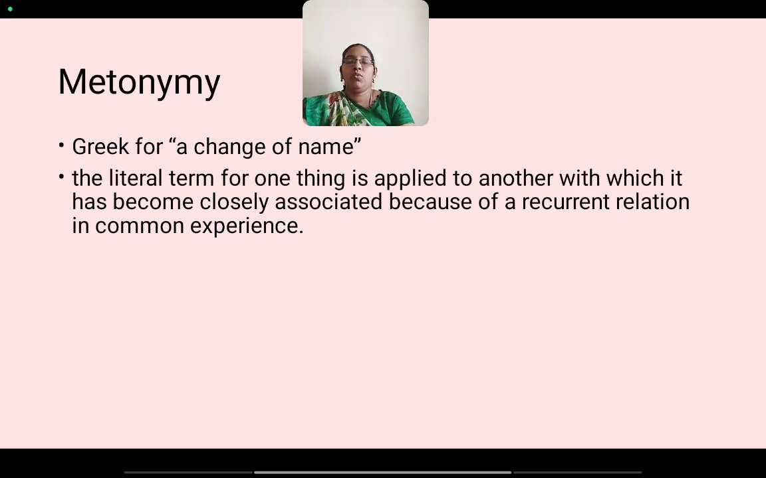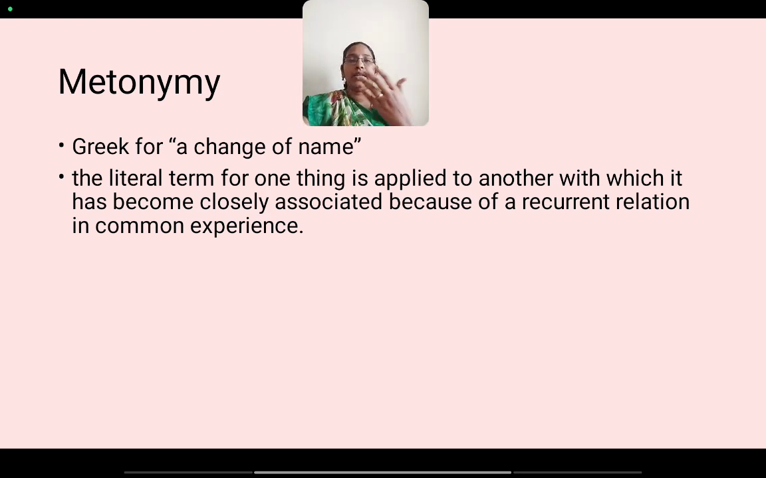And now we move on to the next term, called metonymy. Metonymy is derived from a Greek word which means a change of name. A name which is already there is changed. So a literal term for one thing is applied to another with which it has become closely associated because of a recurrent relationship in common experience.